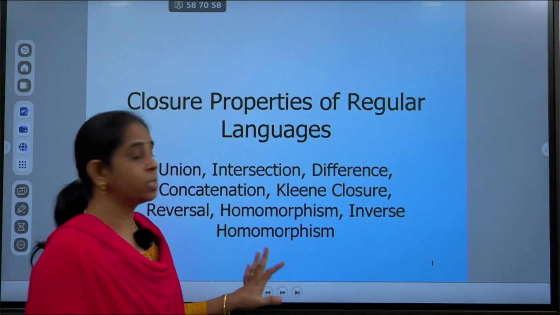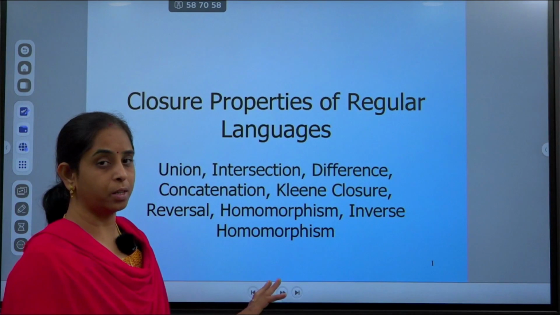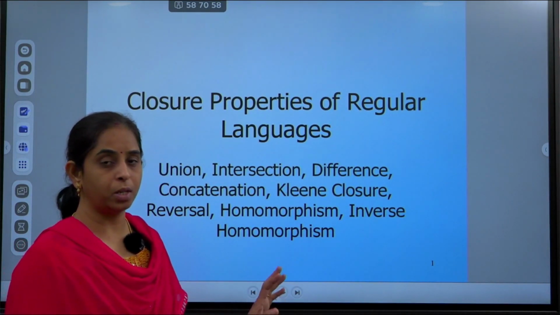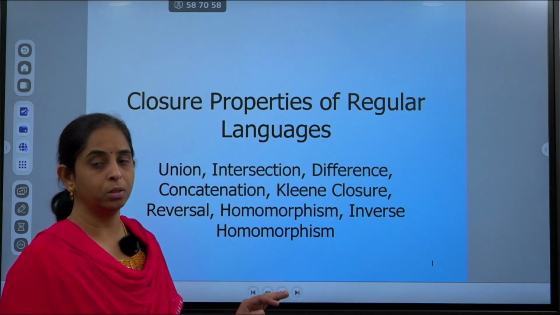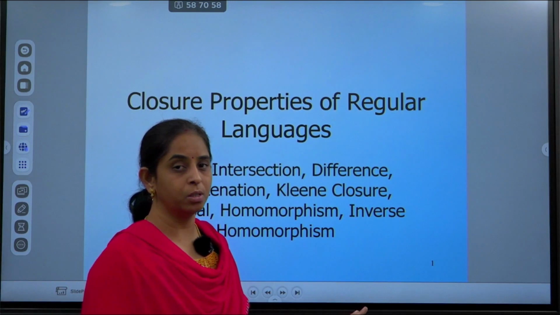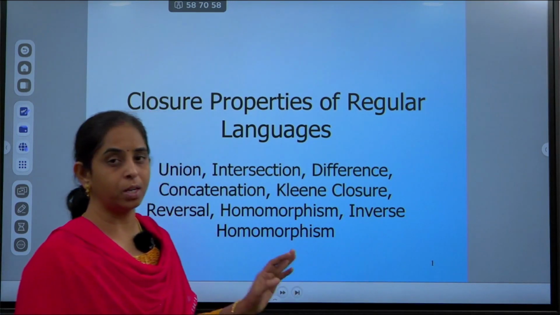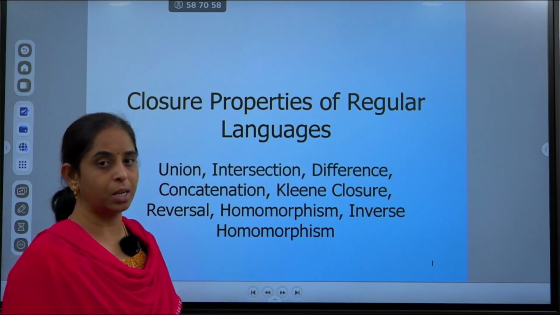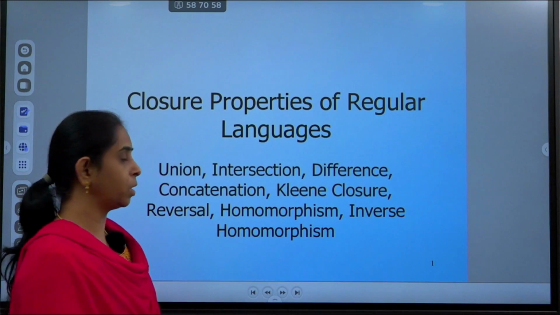In this session, we will discuss the closure properties of regular languages. Previously, we have seen finite automata with output, like the Mealy machine and the Moore machine. Next, we saw regular expressions. We converted finite automata to regular expressions using Arden's theorem, and also saw how a regular expression is converted into a finite automaton.